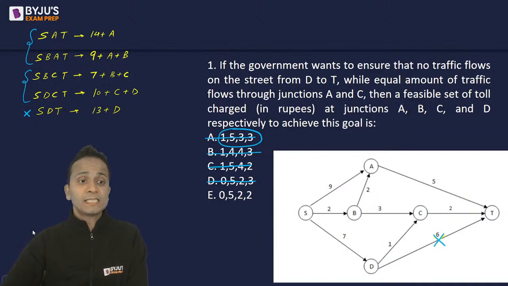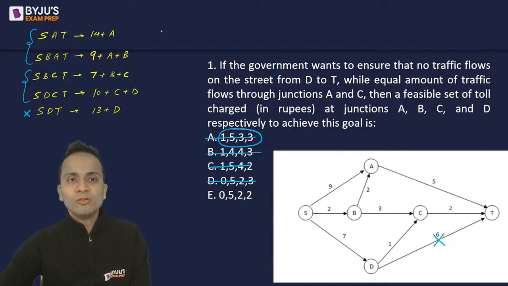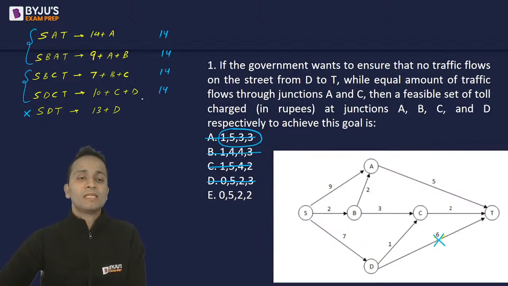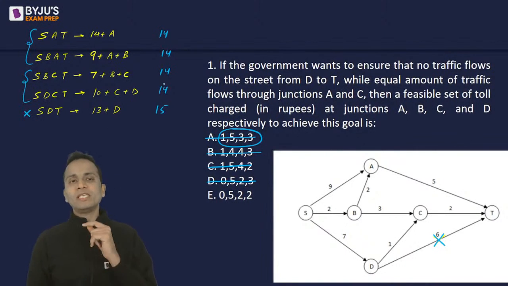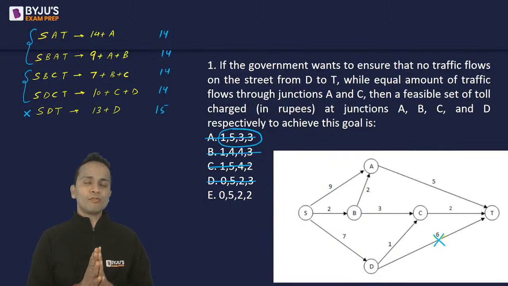Okay. Let's still check if this is the correct answer. So A is 0. This is 14. This is also 14. Now B plus C is 7. 7 plus 7 is 14. C plus D is 4. 10 plus 4 is 14. Now for the last one, D is 2. So this cost is 15. So the cost of the last route is maximum. No traffic will flow from there.